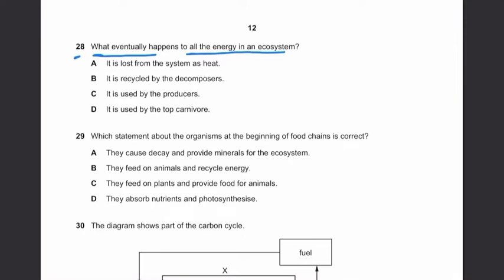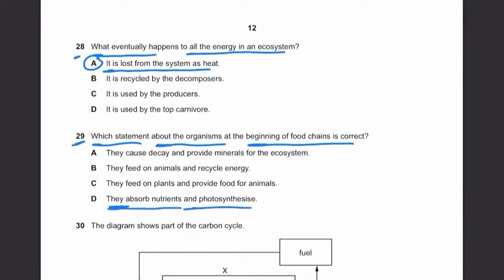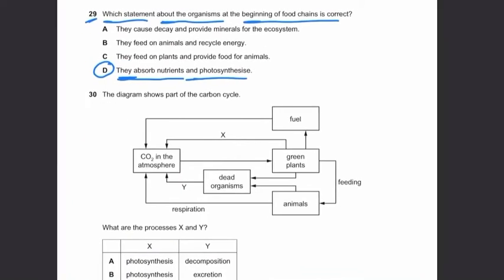So guys, eventually all the energy that enters the ecosystem is lost from the ecosystem as heat. Remember this point, that all the organisms in an ecosystem respire, and when they respire, energy is released that is converted to heat and is lost as heat to the surroundings. MCQ number 29. Which statement about the organisms at the beginning of the food chains is correct? So guys, at the beginning of the food chain, there are producers which photosynthesize. So, at the beginning of the food chain, the organisms absorb nutrients and they photosynthesize. The answer is D.